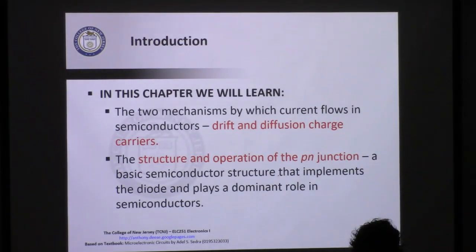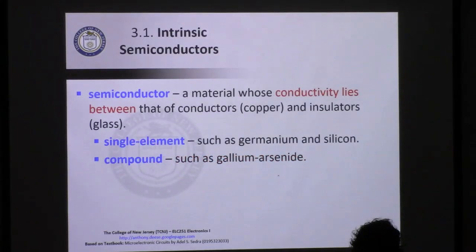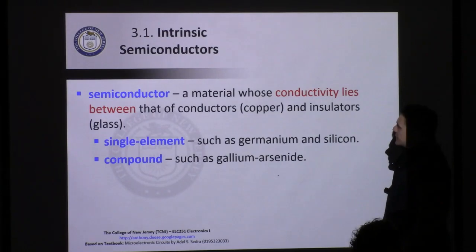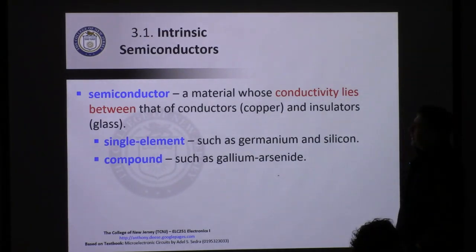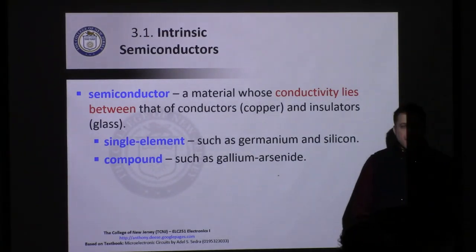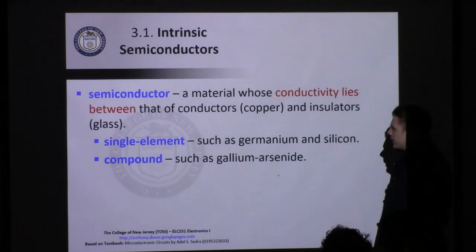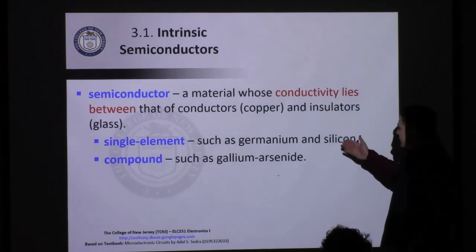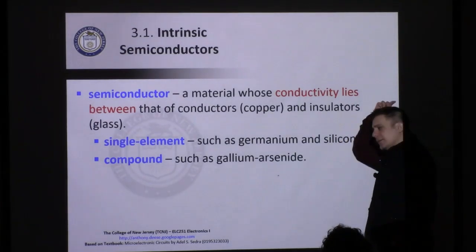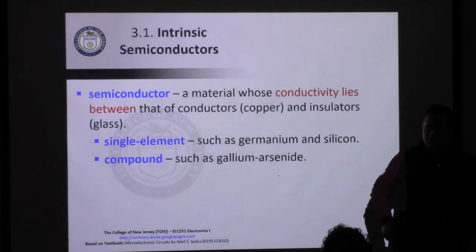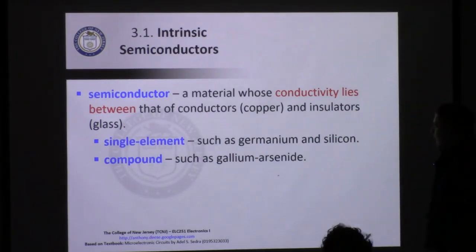All right, so beginning here, what is a semiconductor? As the name would suggest, it's a material whose conductivity is between that of conductors like copper and insulators like glass or wood. A single element semiconductor would be one that's only silicon, only germanium. There's also compound type semiconductors such as gallium arsenide and a million different other ones. But we're going to be focusing on silicon.